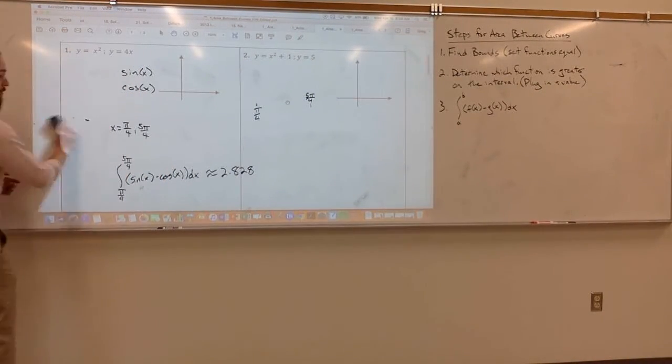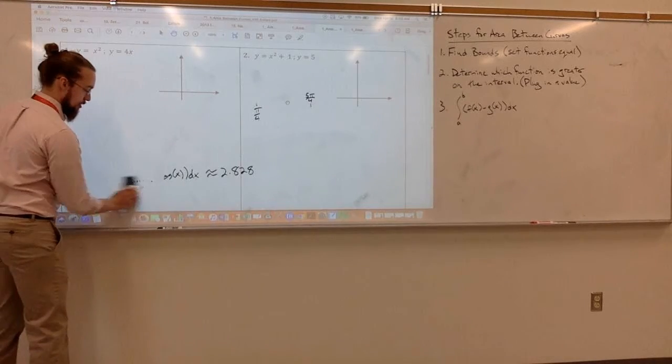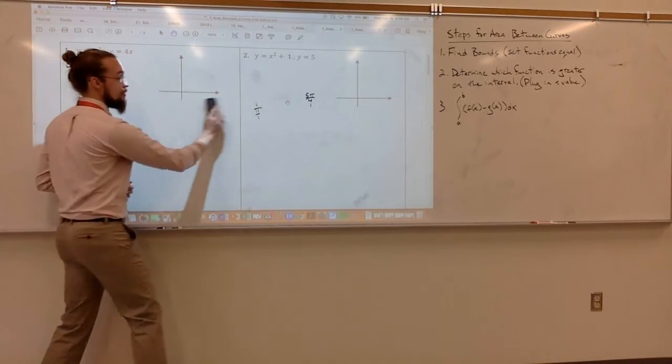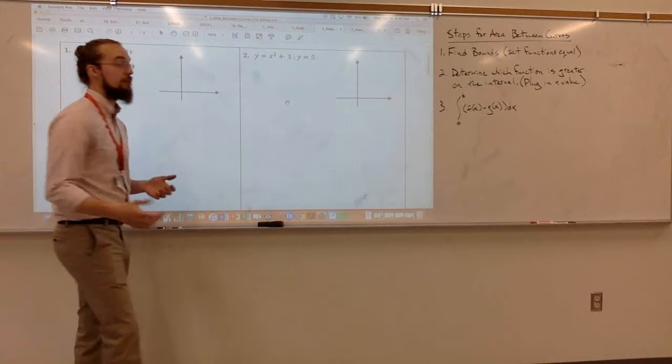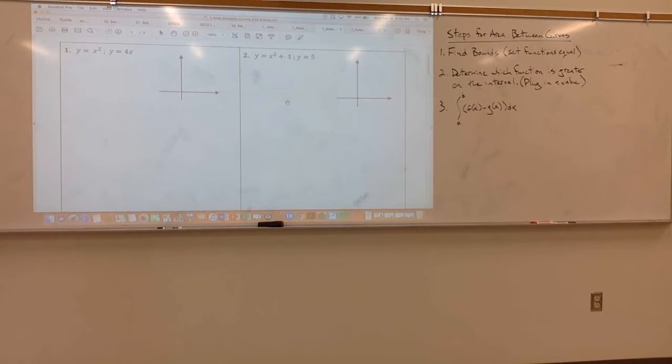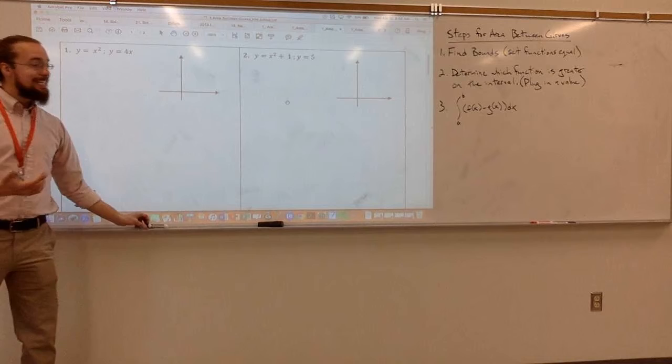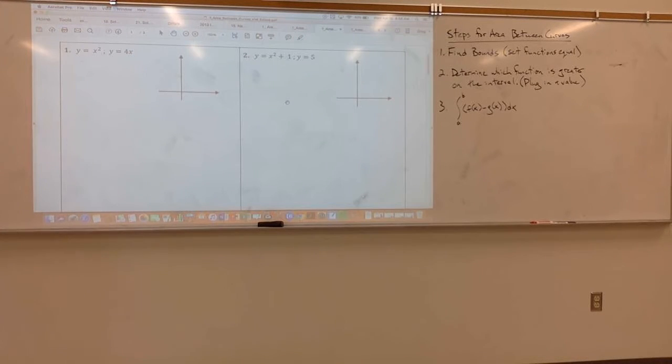Okay, so go through these steps, right? On these, you're not given a picture, so we need to go through all 3 of these steps. Find the bounds by setting the 2 functions equal to each other. Then determine which function is greater on this interval, and then set up and evaluate the integral. So try number 1.